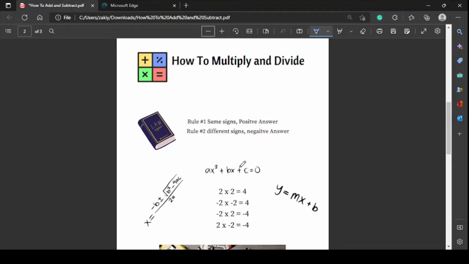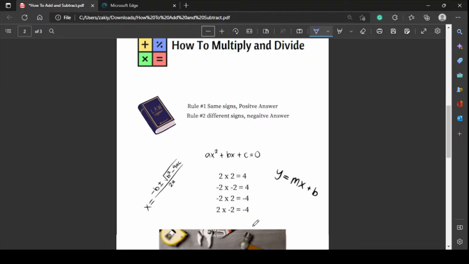That's all. So here we have examples. 2 times 2 equals 4. Negative 2 times negative 2 is 4. Same signs, positive answer. Here now we have different signs. So that's why these answers here are negative.